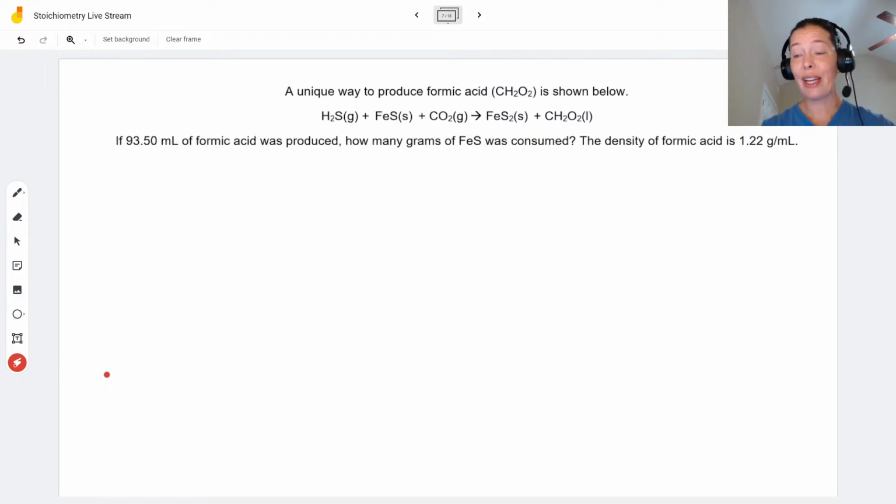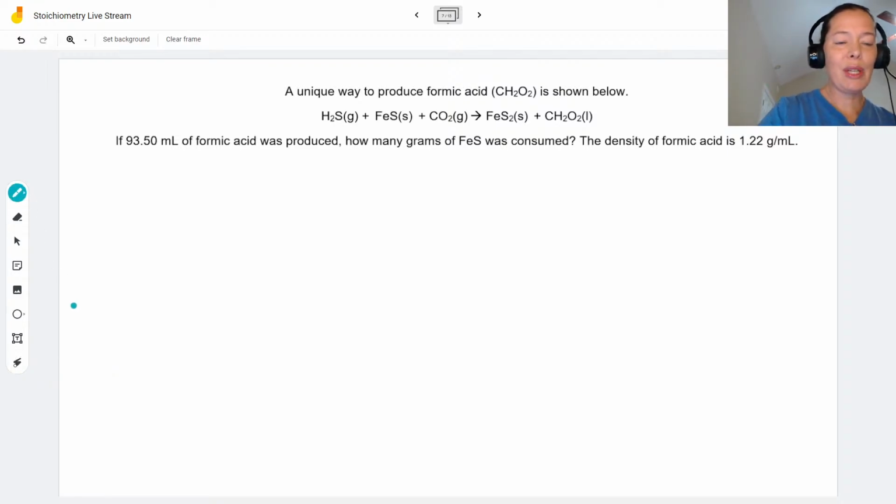Okay, so we've got a stoichiometry problem. We're going to have to use density. I always like to go ahead and write down what I was given. Sometimes, especially when I was in a test situation and I was already kind of nervous, just writing something down really helped me focus in on how to do the problem. So I still always do that. I write things down first.